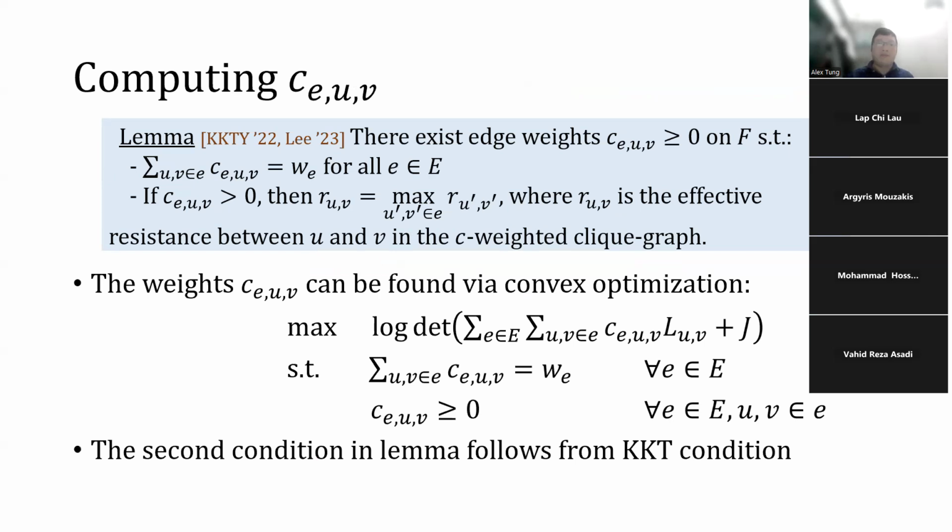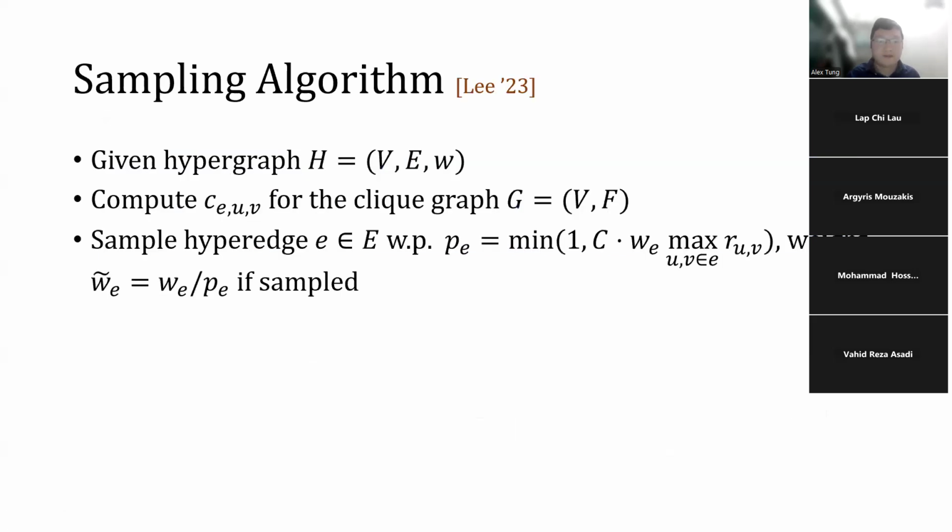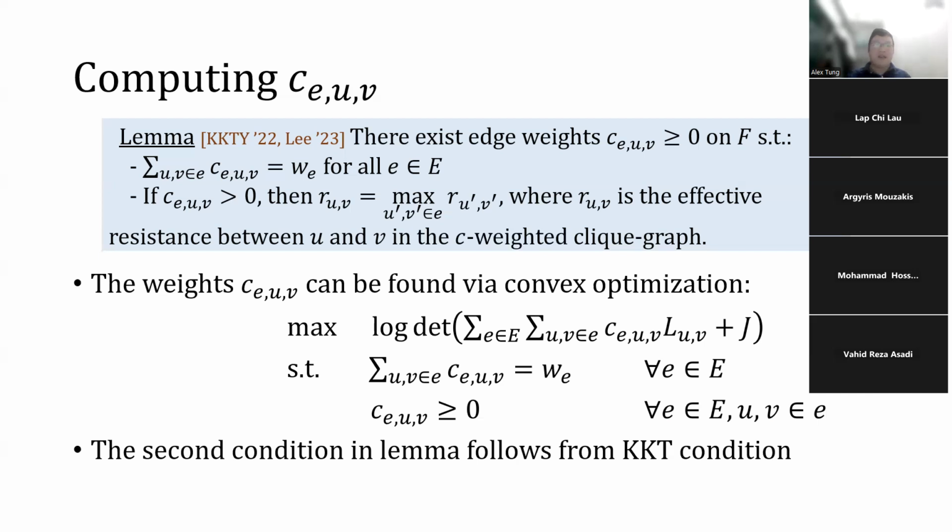So going back, this reweighting satisfies these properties, and it's good to know that they can be found using convex optimization. And the second condition, which looks a little bit mysterious, follows from the KKT condition for this convex optimization problem. And why are these two properties useful? I'm foreshadowing here a bit, but later on we're going to use these properties to bound the number of hyperedges in the sparsifier.